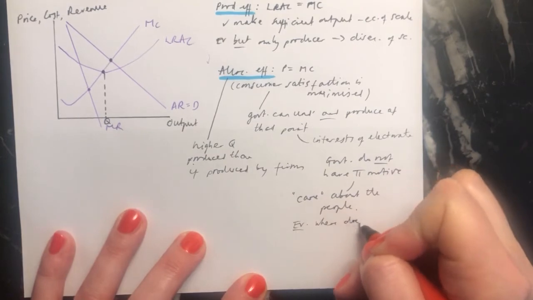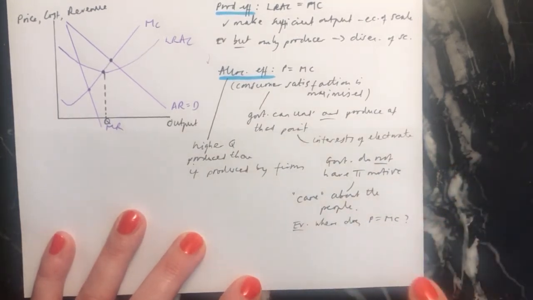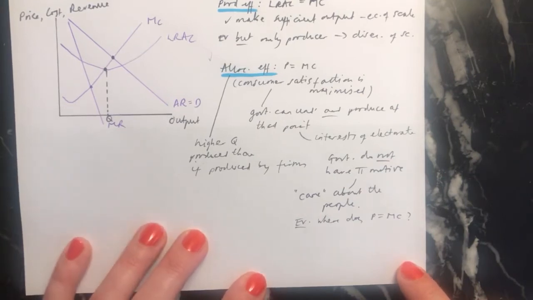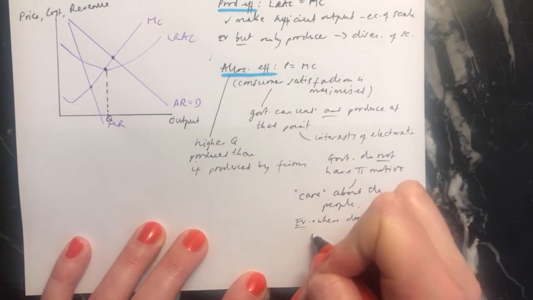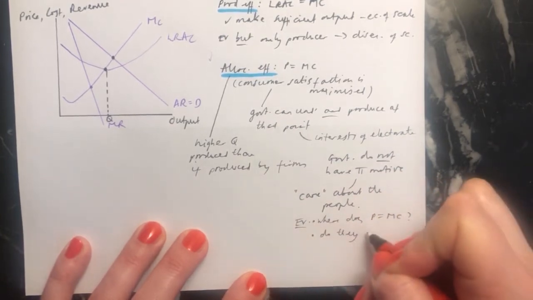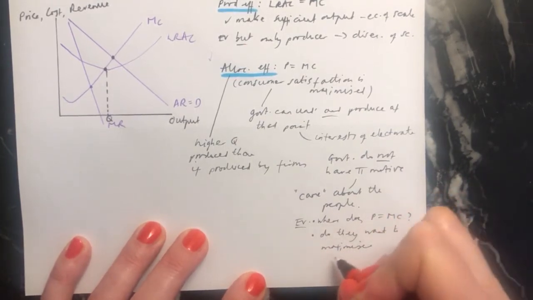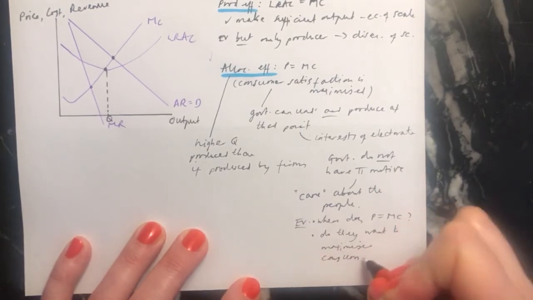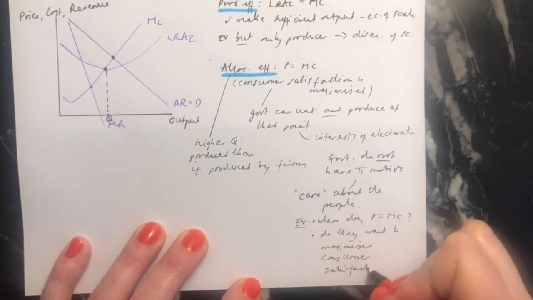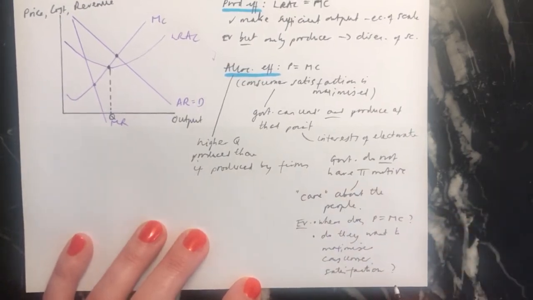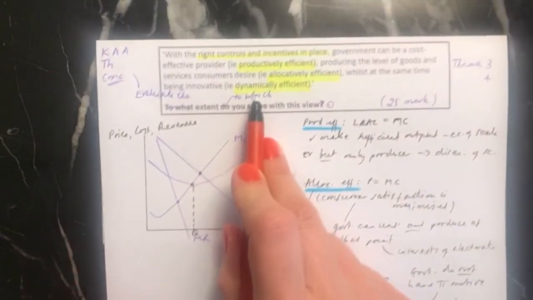where does price equal marginal cost? That's the first thing. They have to be able to work that out. If they can't work that out, then they can't be allocatively efficient. The second question to ask is, do they want to maximise consumer satisfaction? As I said at the end of the last video, if you look at places like Cuba and North Korea, where the government are in control of providing services and products, other goods, are they actually doing this in the best interests of the people in that country or not? Possibly they aren't.